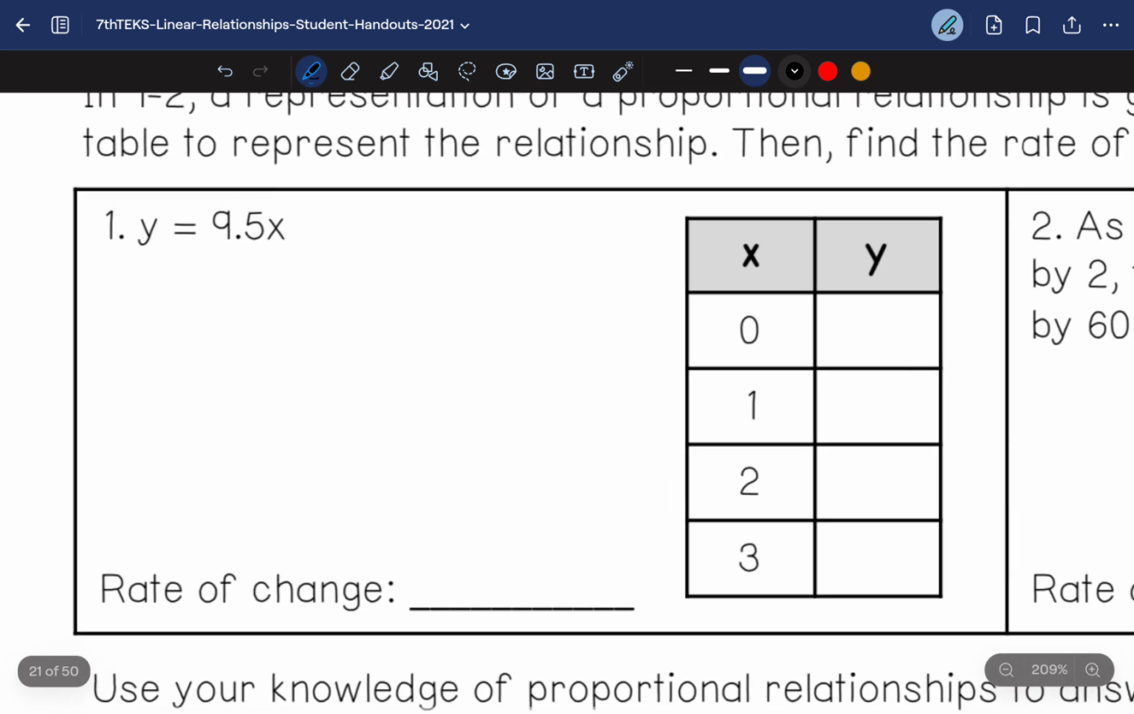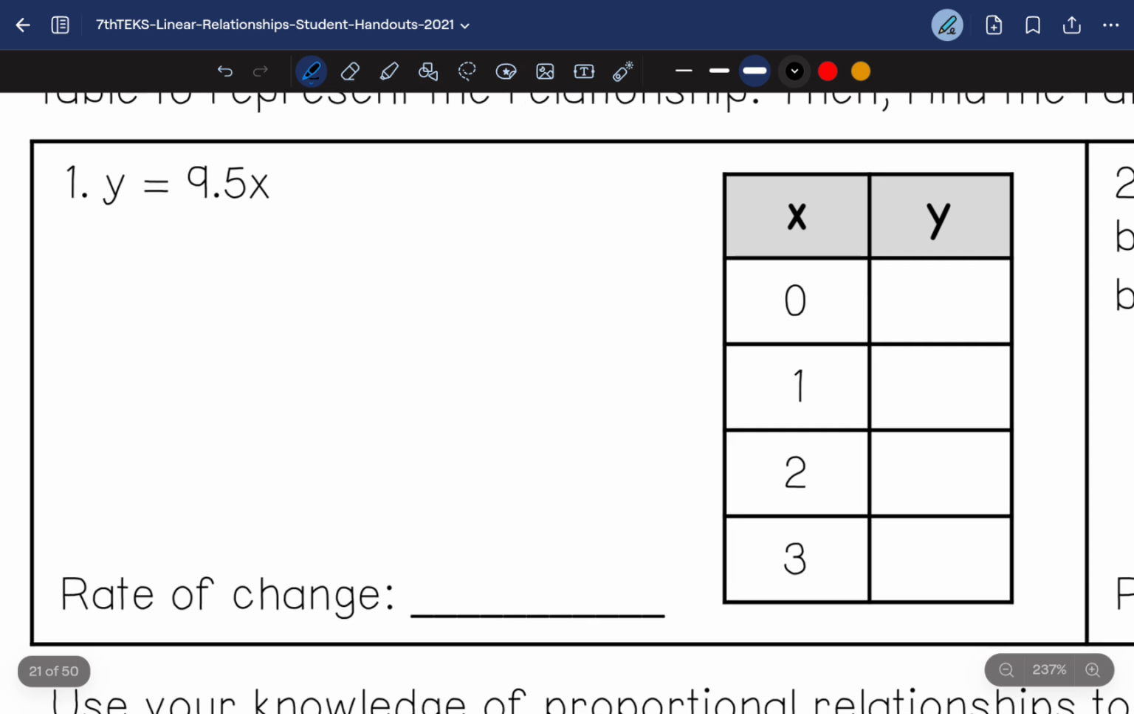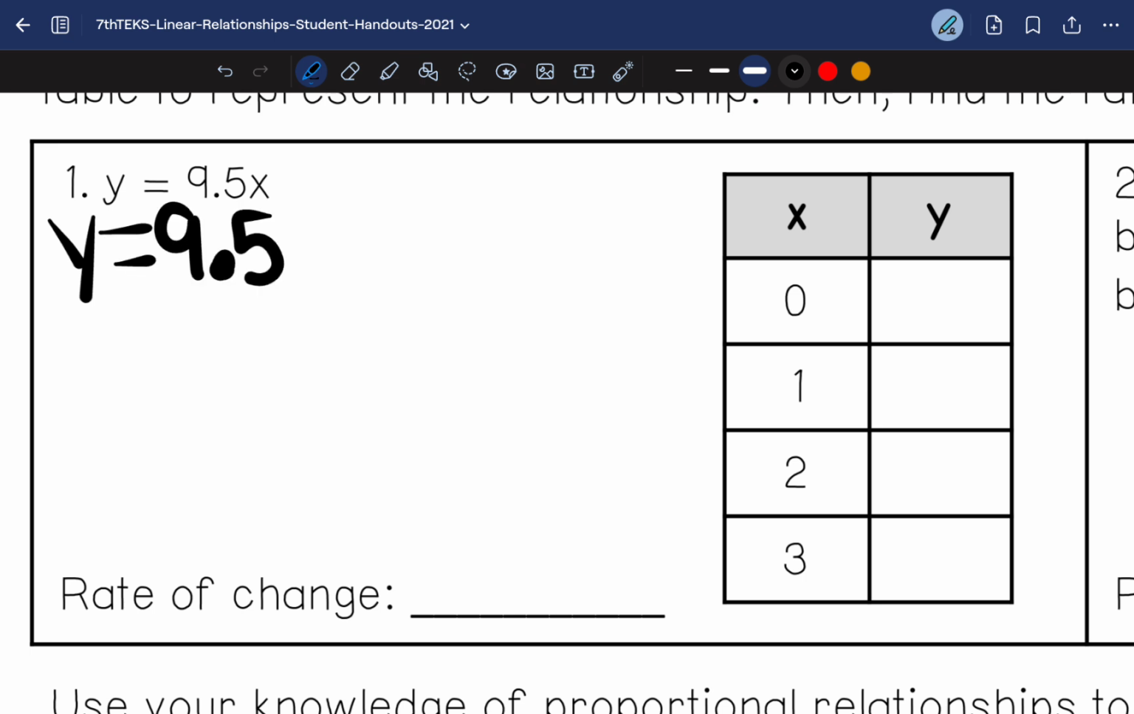All right, in 1 through 2, we have our equation, and we have to use it to fill in our table. So remember, the X in our equation represents the X values, and then the Y in the equation represents the Y values. So we're going to do Y equals 9.5. Instead of X, we're going to substitute in 0. Anything times 0 is going to be 0. So we're going to follow that same process to fill in the rest of the table.